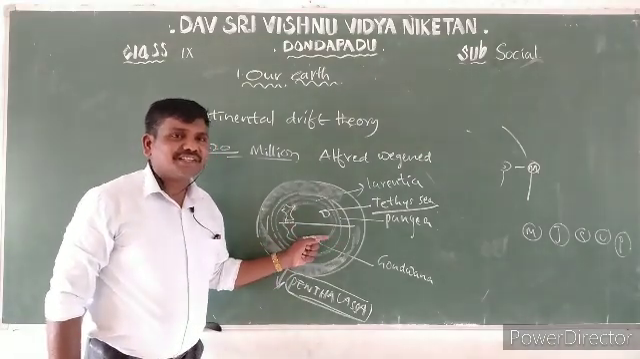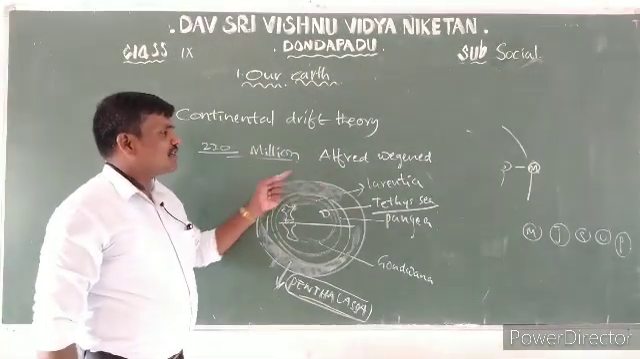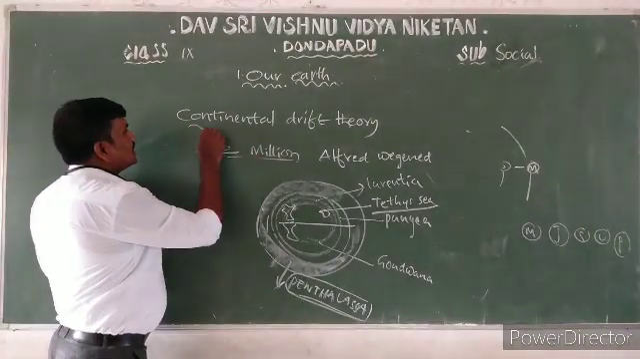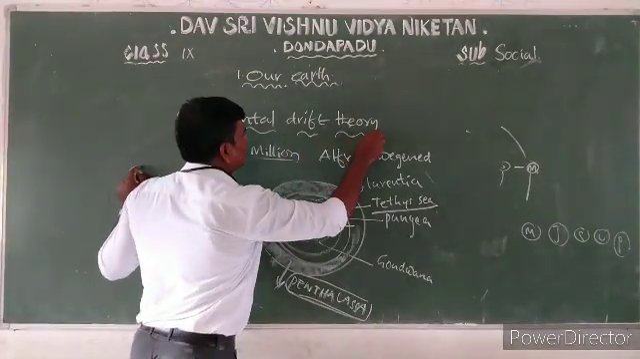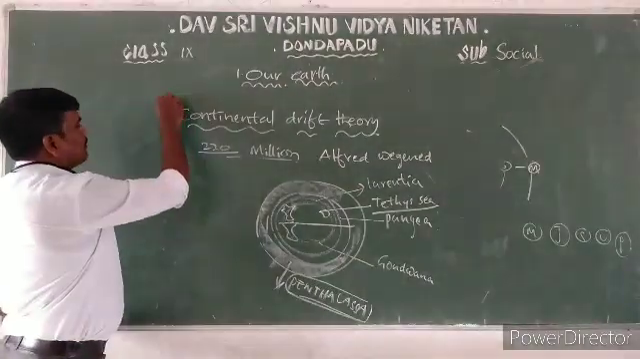This is the theory of Alfred Wegener's Pangea. What is this theory known as? Continental drift theory. Before this, what have we read about?